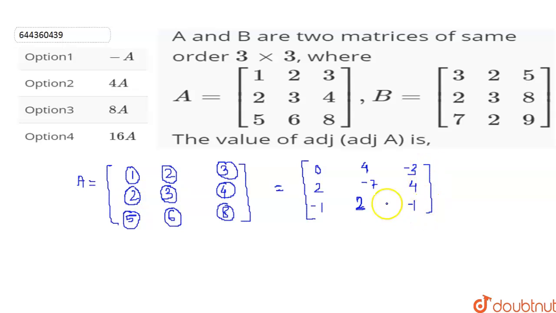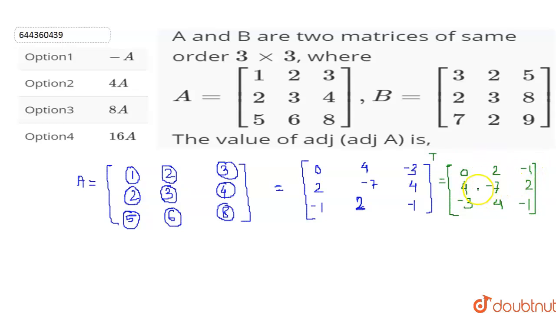Now we have our matrix as this one. Now what we have to do is find the transpose of this matrix, so that would be equal to 0, 4, minus 3; 2, minus 7, 4; minus 1, 2 and minus 1. Right, and now again we have to find the adjoint of this matrix.